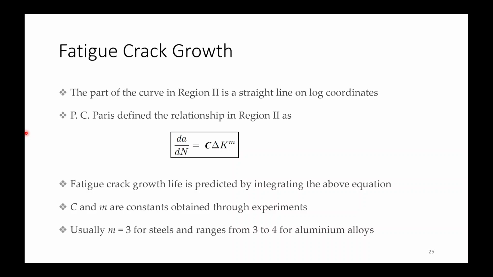as dA/dN = C (delta K)^m. Now, fatigue crack growth life is predicted by integrating the above equation. So, N will be on this side. So, you can find out the number of cycles it will take to fail your material depending on your crack intensity. And C and m are constants obtained through experiments. Usually m is equal to 3 for steels and ranges from 3 to 4 for aluminium alloys.